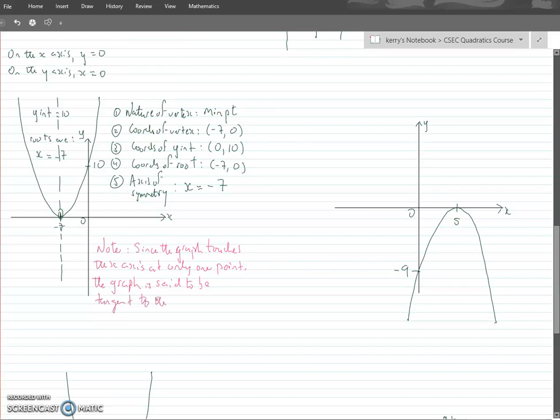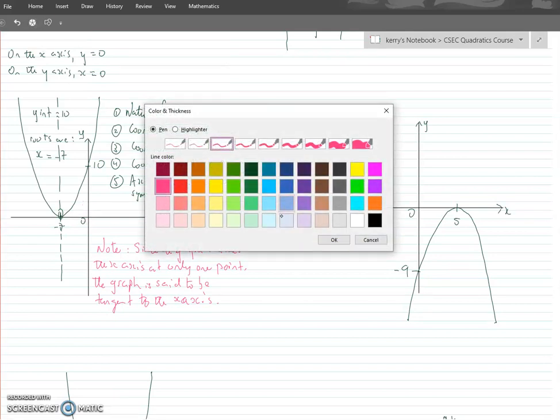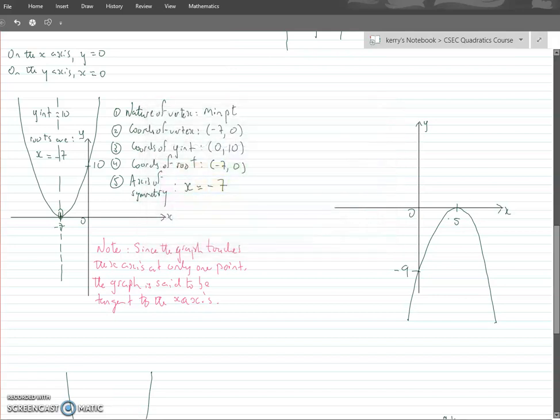to the x-axis. So this is just a fancy way to say that something is touching something else at one point. It's just touching it and is not cutting through, not passing through the axis. It's just touching it at one point. So when something is tangent to something, it has only one root essentially. So let's go back to this one here now.